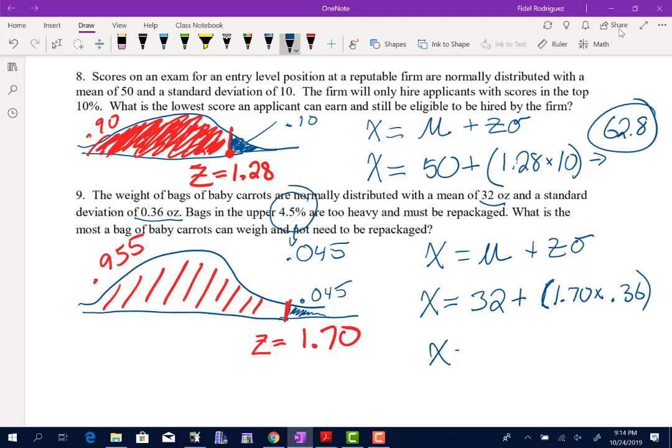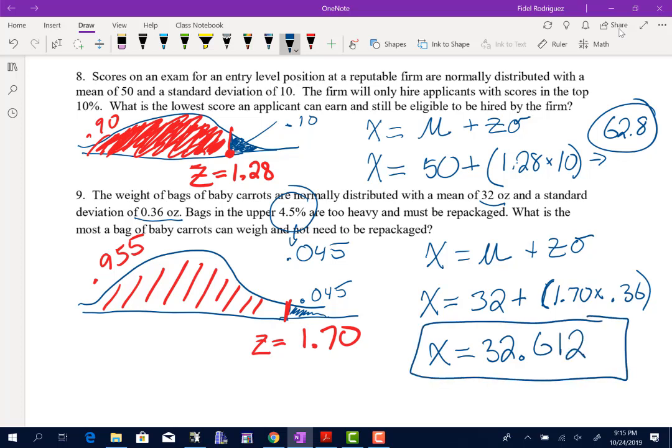There we go. So the most that a bag can weigh is 32.612 ounces. If it weighs more than that, we got to repackage it, right?